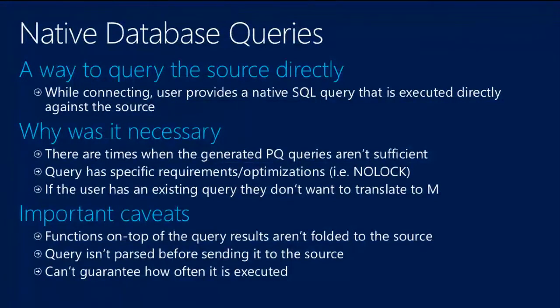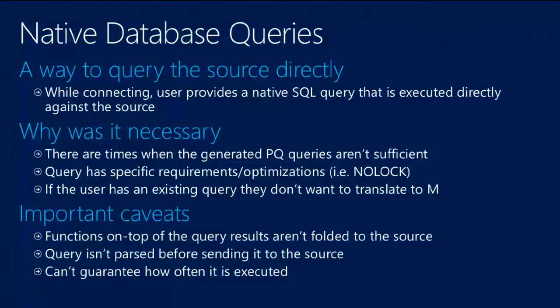The other major one is that people had existing queries that they were already using that gave them the data they wanted in the shape that they wanted. And they may not know how to translate that to M, or they may not want to translate that to M. So this was a way to let them access that data through Power Query and then interact with the other Power Query features as well. So there are important caveats to using this feature, as Matt was saying. The biggest thing is that any steps that you've done after that resulting data, those functions won't be folded back to the source. So that's a really big thing to keep in mind.